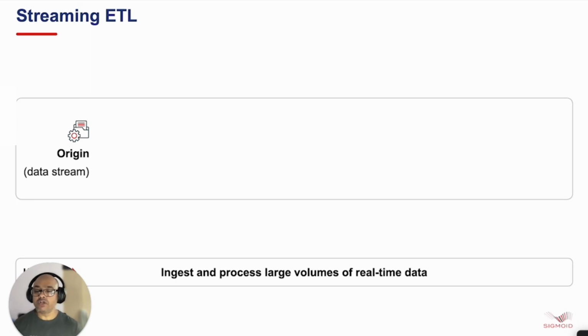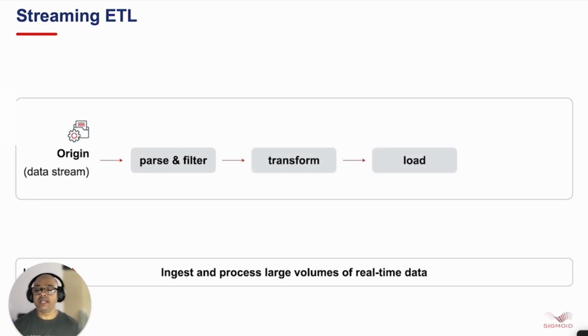The process involves parsing and filtering, followed by transformation and loading into a data lake. Streaming ETL utilizes streaming data processing tools like Apache Kafka or StreamSets data collector engine to perform the complex ETL processes. When should we use streaming ETL? When there is a need to ingest and process large volumes of real-time data.